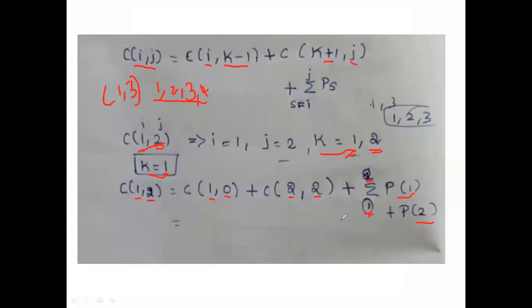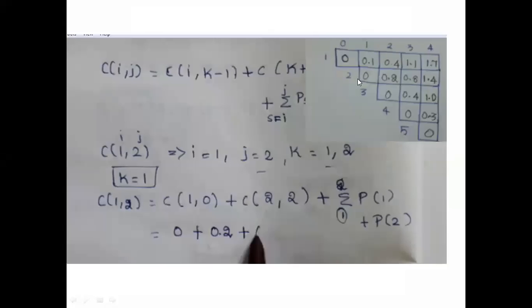Okay. So now let's see from the table what is the answer for 1 comma 0. You check in that cost table. We already know the table. From the table, 1 comma 0, what is the answer? 0. So C of 1 comma 0 is 0. Next 2 comma 2. What is the answer? 0.2. Okay. Next one, the summation of P of 1 plus P of 2.